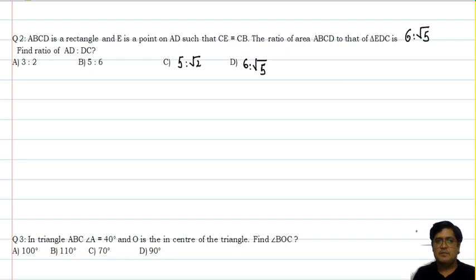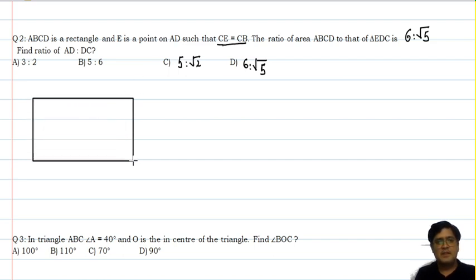ABCD is a rectangle and E is a point on AD such that CE is equal to CB. The ratio of area ABCD to that of triangle EDC is 6 by root over 5. Find the ratio of AD upon DC. First thing that you need to do is represent this in the simplest possible manner. See, this is the rectangle that I have got. Names A, B, C, D.